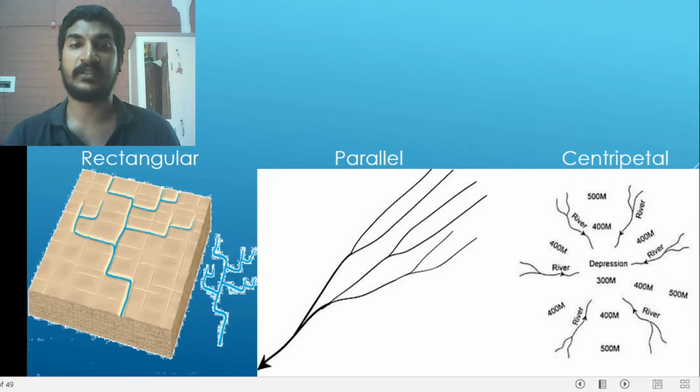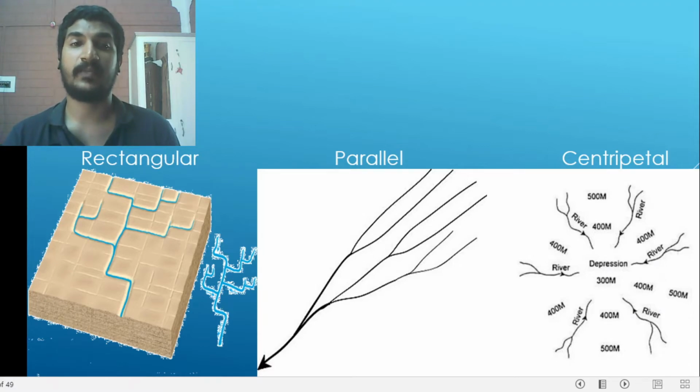The next one is the parallel drainage system. A parallel drainage system comprises numerous rivers which are parallel to each other and follow the regional slope. Such a drainage arrangement is a pattern of stream routes by steep slopes with some relief. Because of the steep slopes, the streams are speedy and straight, with very few tributaries.